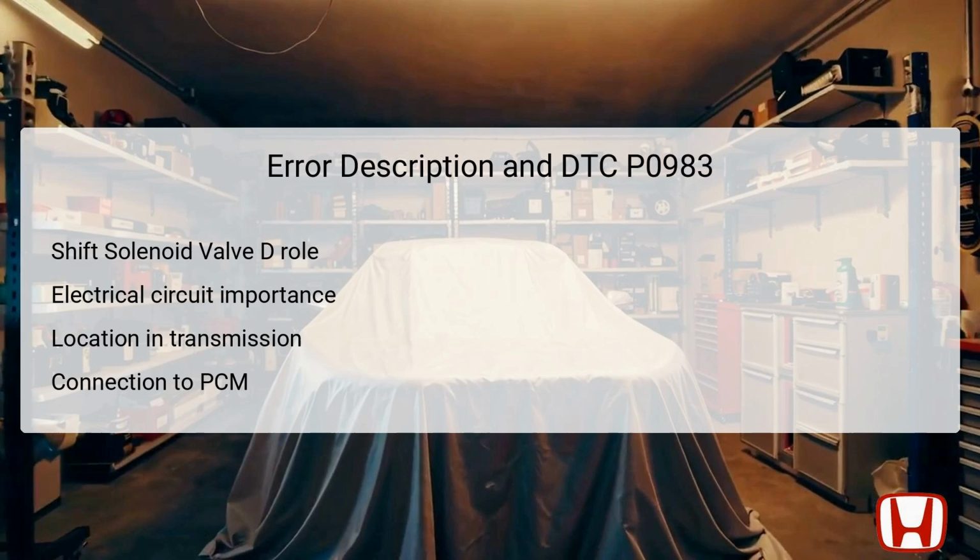The role of the solenoid is to respond to electrical signals from the PCM, activating the necessary shifts in the transmission. If there's an open circuit detected, as indicated by DTC P0983, this means that the electrical signal is not reaching the solenoid valve, which could hinder the vehicle's shifting capabilities. Understanding this relationship between the shift solenoid and PCM helps in diagnosing the root cause of the issue more effectively.